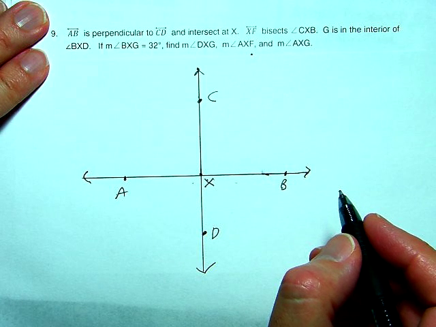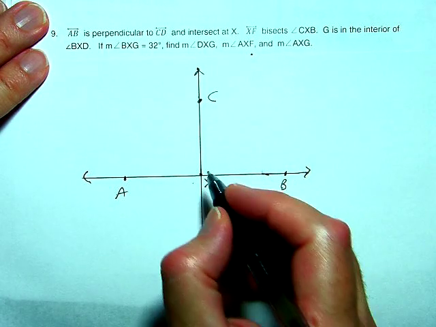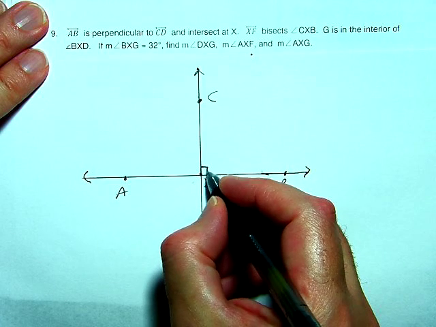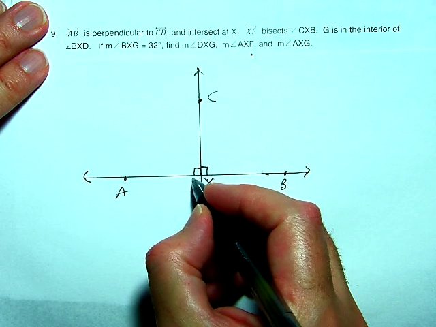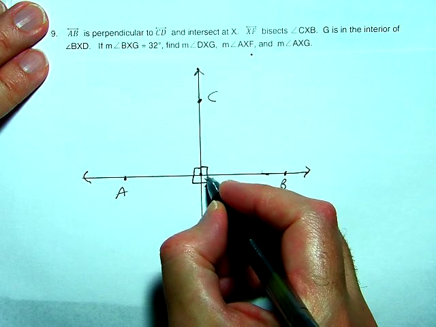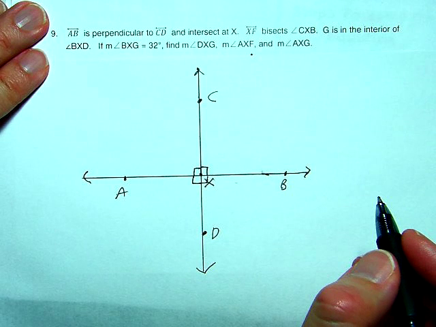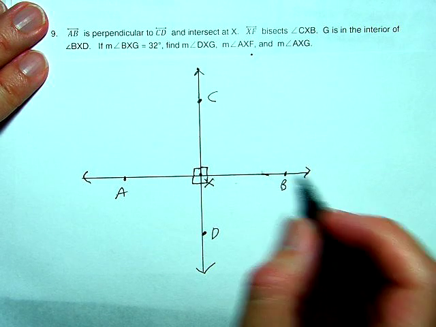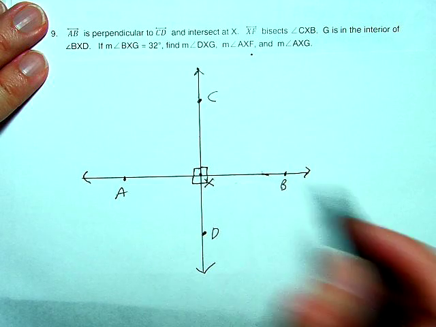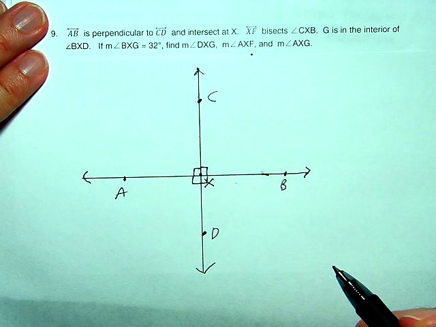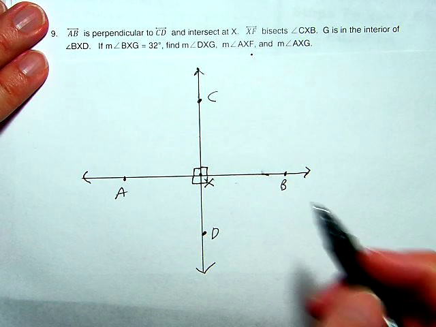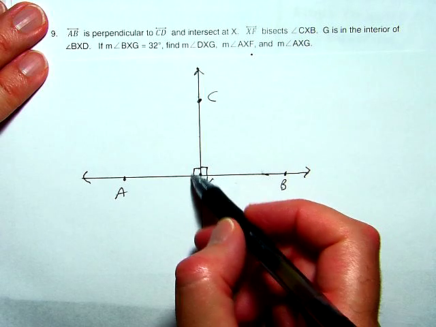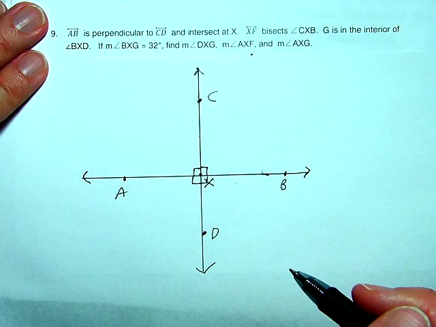Now, since these two lines are perpendicular, we should also draw in all those little right angle symbols, right? And in each quadrant, they have a right angle. Perpendicular lines, when they meet, form right angles in all four quadrants. Okay, so far so good. We also know that the measure of each of these right angles is going to be 90 degrees.